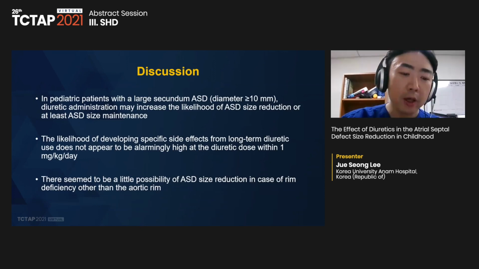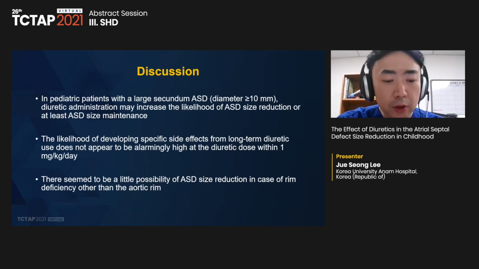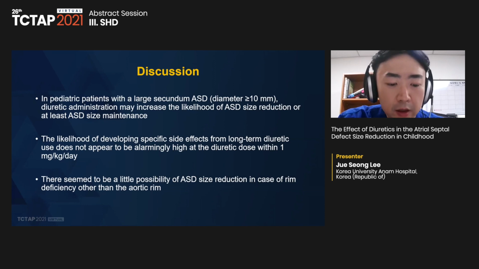So in pediatric patients with a large secondary ASD, diuretics may increase the likelihood of ASD size reduction, or at least size maintenance. The likelihood of developing specific side effects from long-term diuretic use does not appear to be alarmingly high. There seems to be little possibility of ASD size reduction in case of limb deficiency other than the aortic limb.